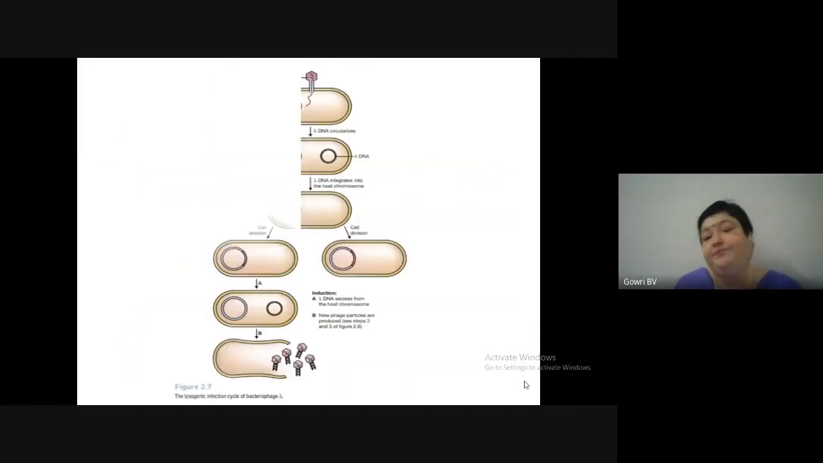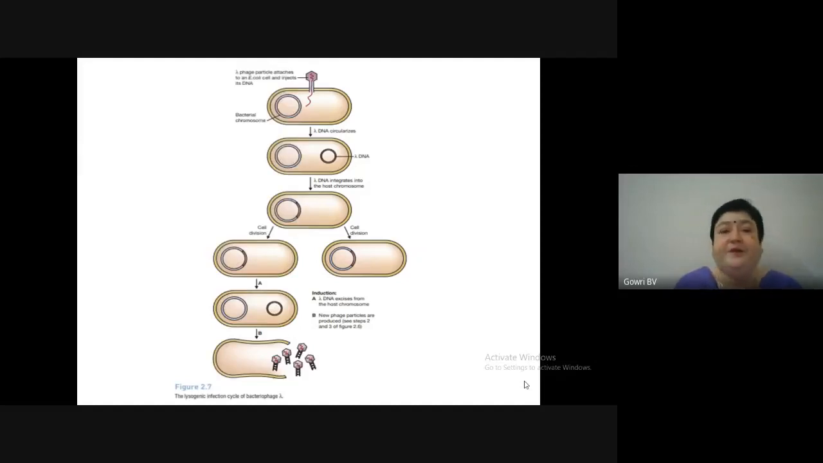For better understanding, you can go with this diagram. What happens? Go to the topmost part of the picture. The lambda phage particle attaches to an E. coli host and injects its DNA. The diagram shows the bacteriophage attaching to a bacterial cell, and the bacterial cell bears its own chromosome, which is blue in color. The bacteriophage DNA is depicted in pink.